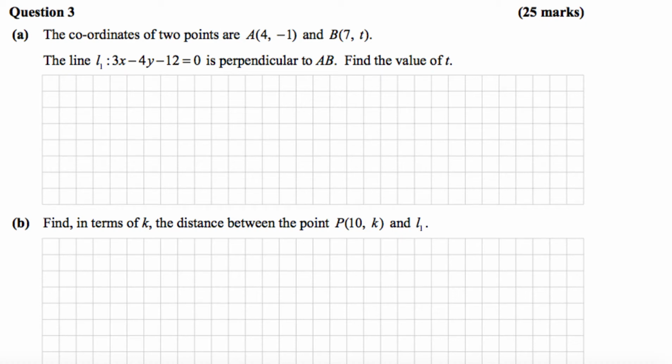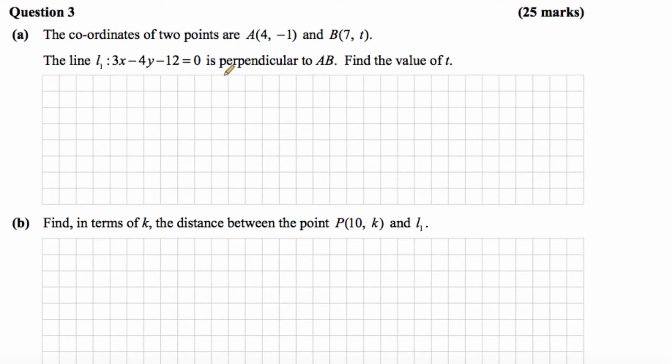So this is the 2015 Leaving Cert Higher Level Paper 2 and we're looking at question number 3. Part A, the coordinates of 2 points are A (4, -1) and B (7, t). The line L1 is 3x - 4y - 12 = 0, and that is perpendicular to AB, which is the line joining A and B. Find the value of t.